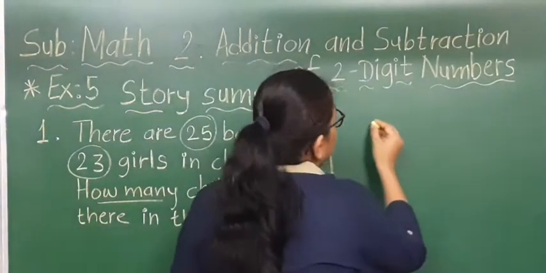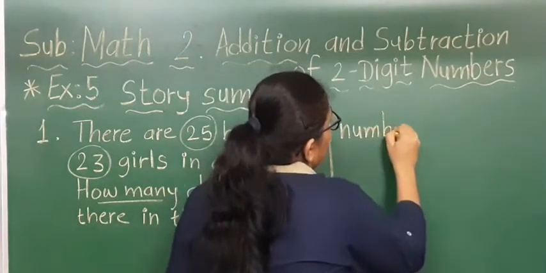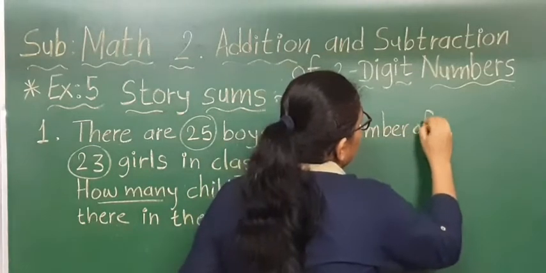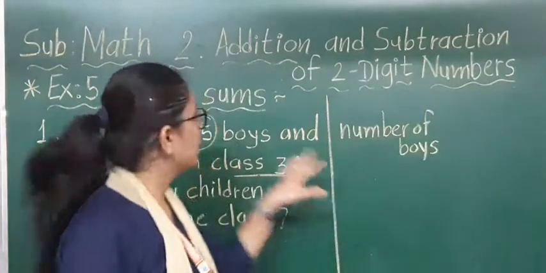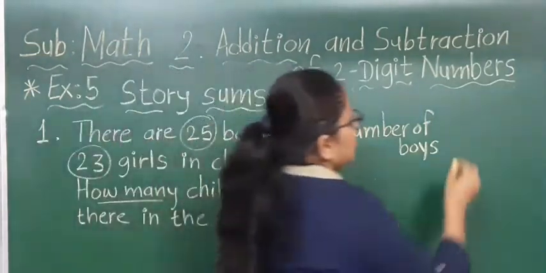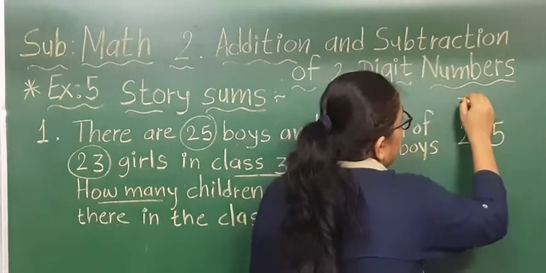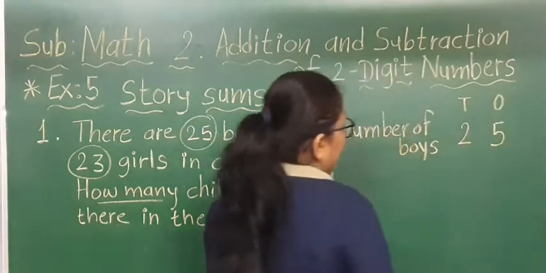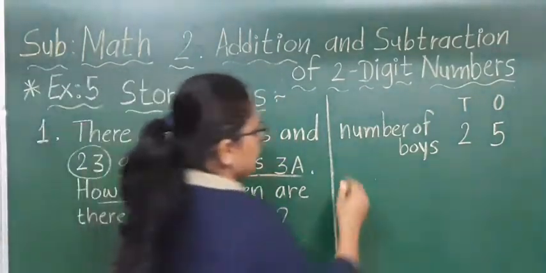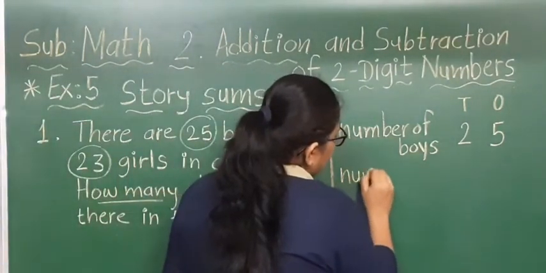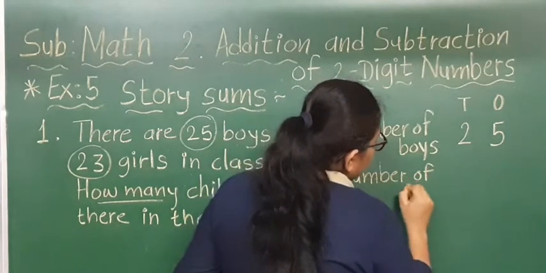Here you have to first write down the number of boys. How many boys? 25 boys. So here we have to write the 25. First mention the tens place and ones place. Now we have to write down the number of girls. Write down the number of girls.